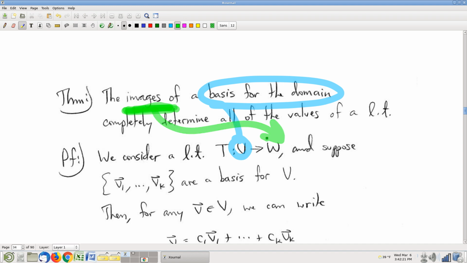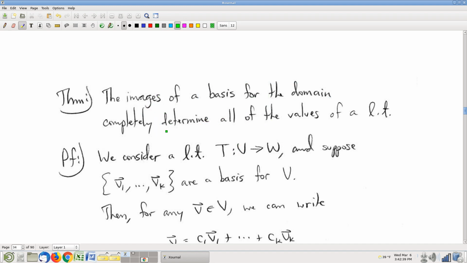If you know the images of a basis, if you know what T does to a basis for your domain, amazingly, by virtue of that, you know everything there is to know about that linear transformation. It's a really, really surprising fact.